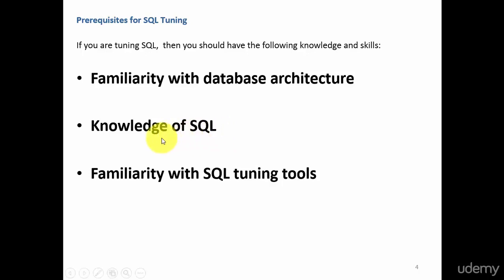And to identify what is wrong in a SQL, you need SQL tuning tools. There are various tuning tools like explain plan, tkprof, and some other utilities which you can use to find what is the problem. We will learn about each of these as we go along with our program.